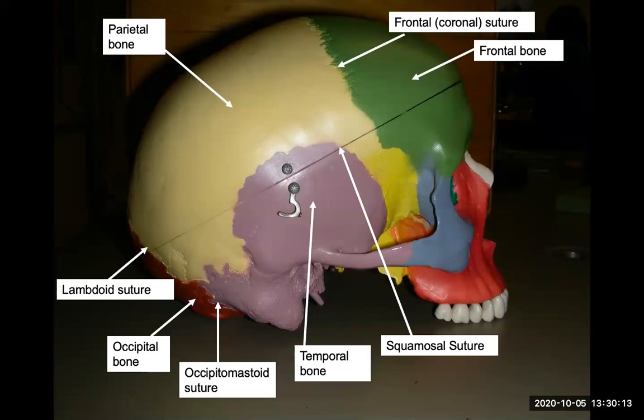Lastly, as is depicted here, it's the suture between the temporal bone and the parietal bone. This suture is called the squamosal suture. This part of the skull is typically pretty thin. So if you're looking at an actual skull, a lot of times you can actually see the light passing through the skull because the bone is super thin in this region.